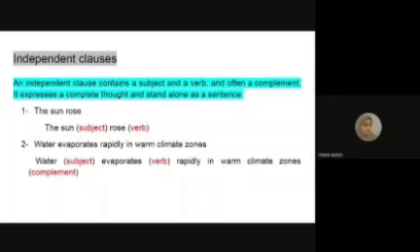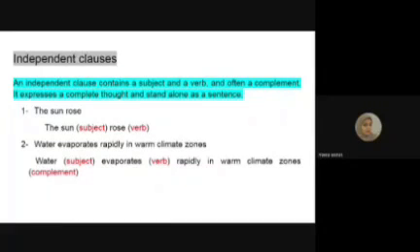So let's start with independent clauses, the first kind of clauses. An independent clause contains a subject and a verb, and often a complement. If you need a complement, you have to write it to complete the meaning of the clause. The independent clause expresses a complete thought and can stand alone as a sentence.